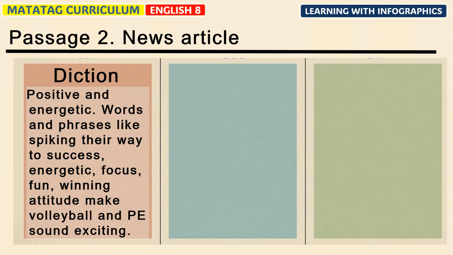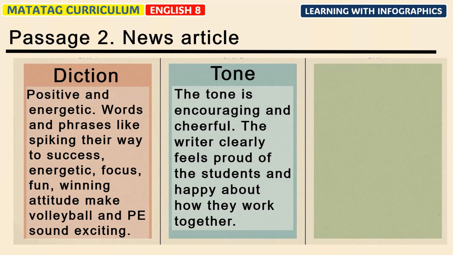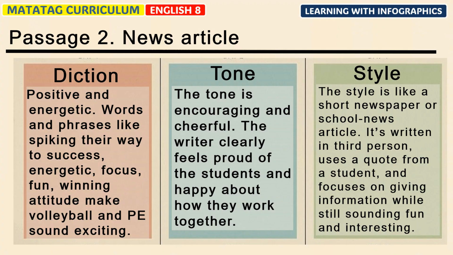In this passage, the diction is positive and energetic. Words and phrases like spiking their way to success, energetic, focus, fun, winning attitude make volleyball and PE sound exciting. The tone is encouraging and cheerful. The writer clearly feels proud of the students and happy about how they work together. And the style is like a short newspaper or school news article. It's written in third person, uses a quote from a student, and focuses on giving information while still sounding fun and interesting.